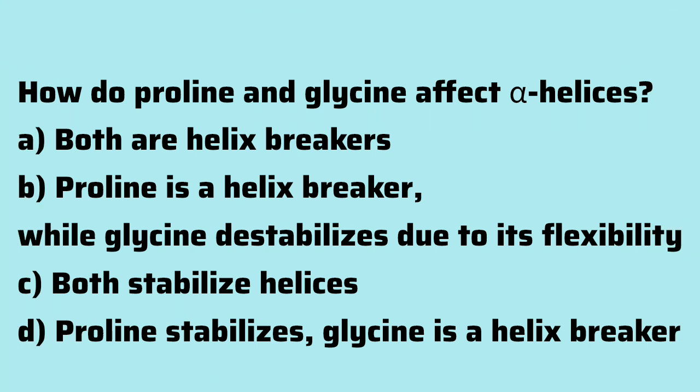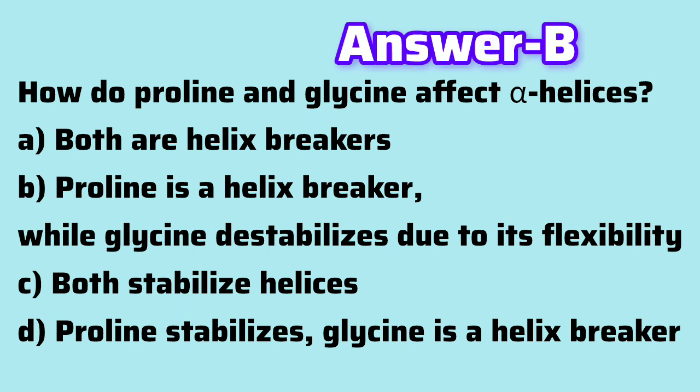How do proline and glycine affect alpha helices? So, we will see one by one. Proline has the cyclic ring structure, therefore the amide hydrogen is not available to form the hydrogen bond which is essential for the secondary structures. So proline is a helix breaker, while in glycine only a hydrogen is present in the side chain. Therefore it will have the least steric hindrance and it produces higher flexibility. Because of the higher flexibility, it will destabilize the structure. So here the correct answer is B. Proline is a helix breaker while glycine destabilizes due to its flexibility.